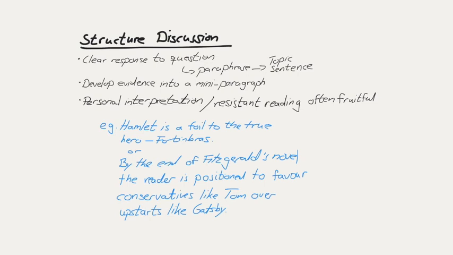Or if you're reading The Great Gatsby, you could say that by the end of Fitzgerald's novel, the reader is positioned to favour conservatives like Tom over upstarts like Gatsby, and then build an argument around that sort of idea. Because that allows you to show that, yep, I'm clearly thinking independently here, and it allows you to show that you really understand the text. Obviously, your reading has to be one that you can support with evidence from the text still.